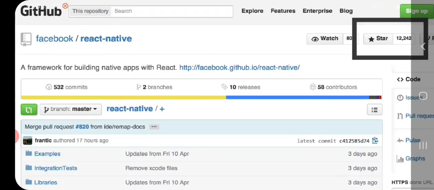React Native ended up with 10,000 stars in GitHub after its first week of being open sourced. Adoption of React Native is growing and the community is super strong. But what exactly does Facebook hope to achieve with React Native, and why is it so popular?